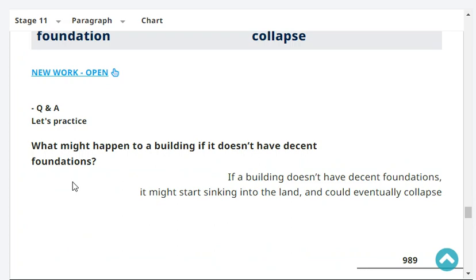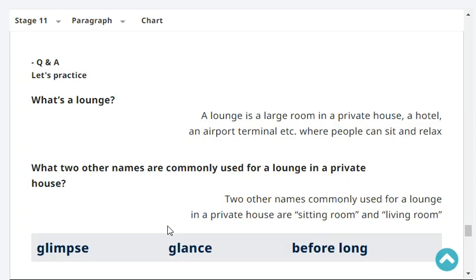What might happen to a building if it doesn't have decent foundations? If a building doesn't have decent foundations, it might start sinking into the land and eventually collapse. Very good.